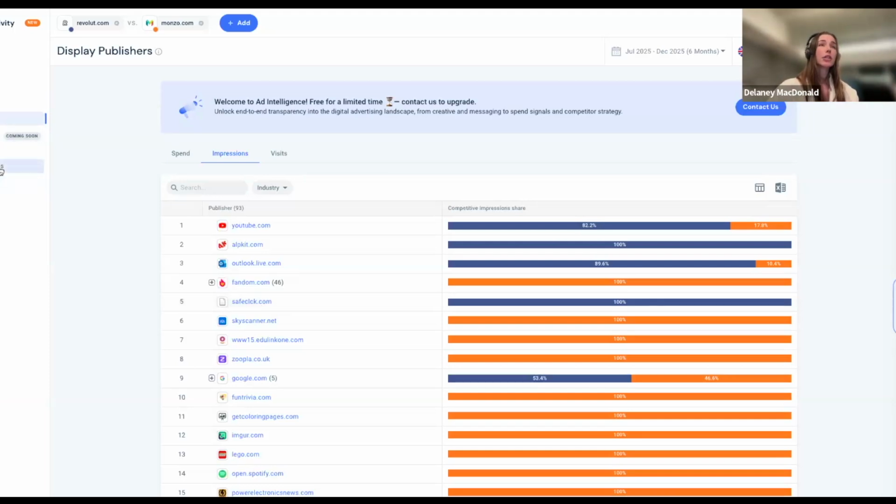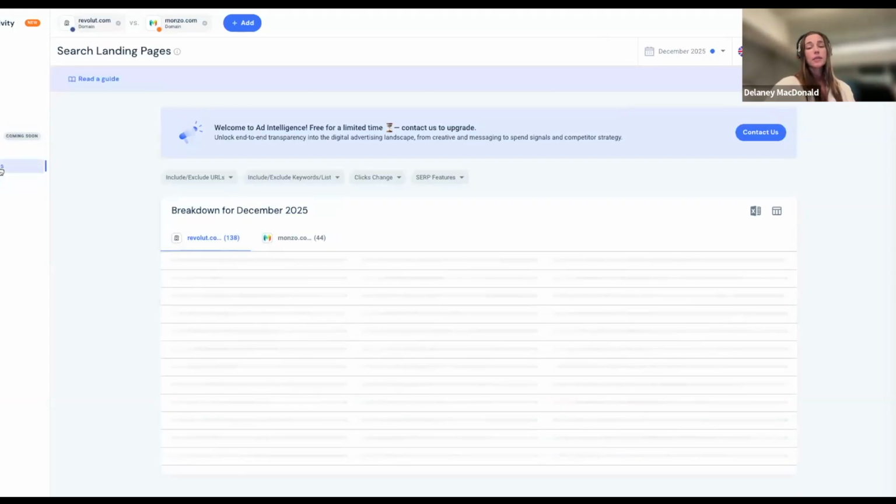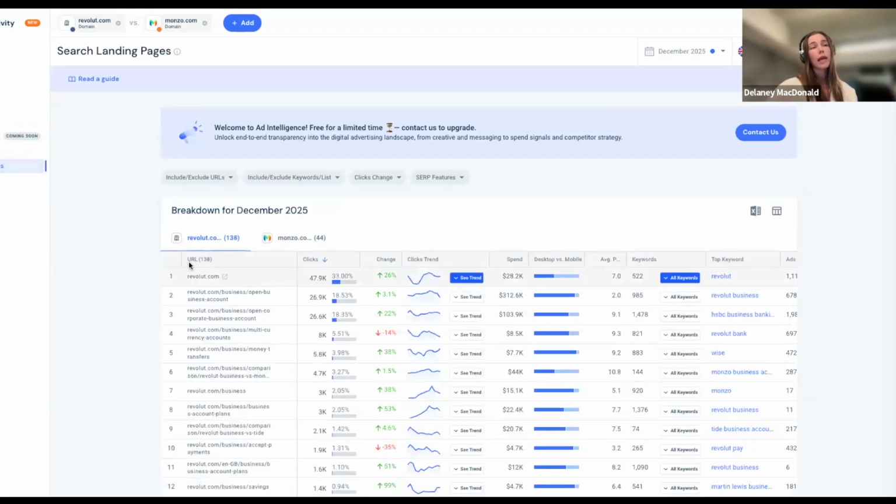And coming into the landing page section, this is where we can see where Revolut is actually directing visitors from all the paid search ads that they're running. And once this loads, we'll be able to see, okay, what are the URLs, how many clicks they're getting, and what keywords they're using to bring people to those particular URLs.